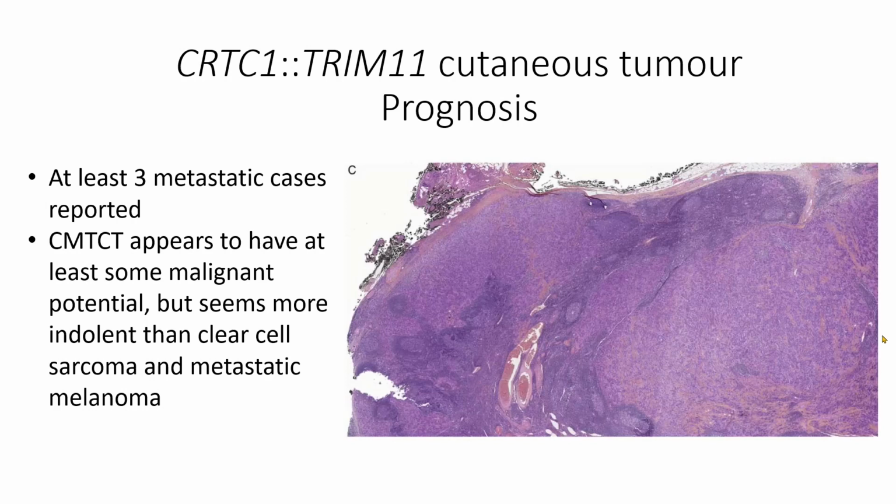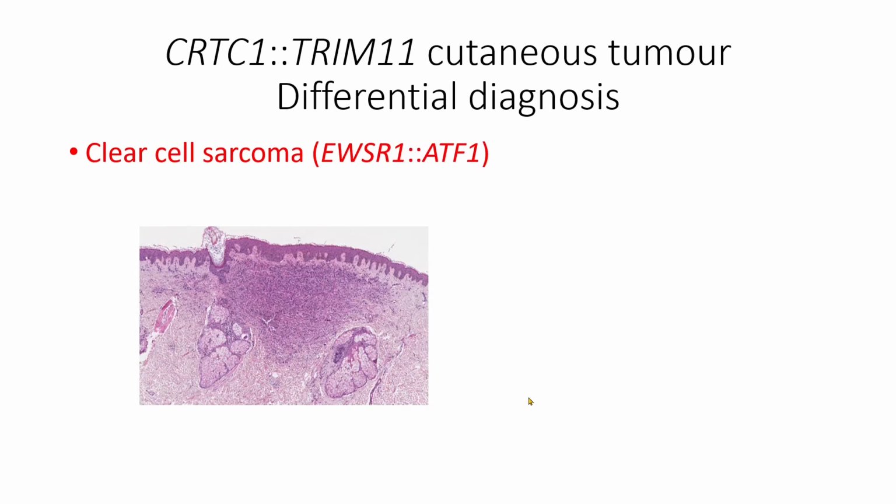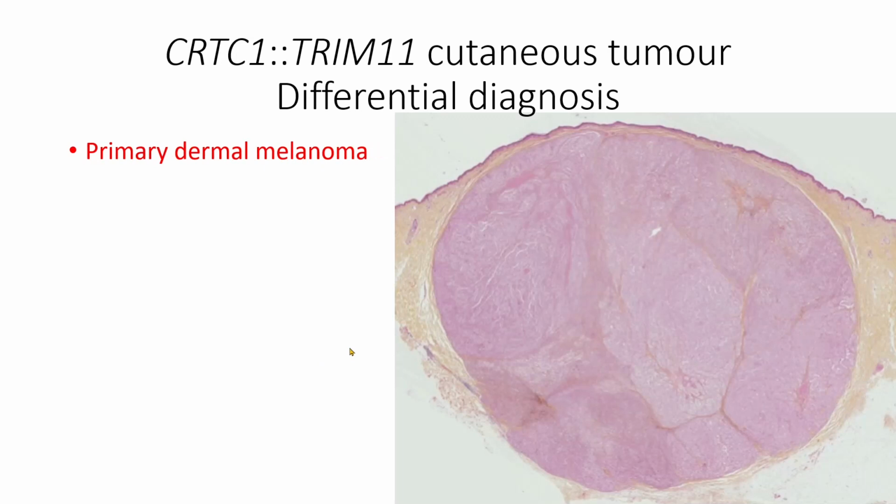The differential diagnosis will mainly be with metastatic melanomas. These will be highly mitotic and can be more or less pigmented, but can appear as these rounded, dense intradermal nodules. The other main differential diagnosis is clear cell sarcoma, which usually has this specific fusion. Here's an example of small size. One feature of clear cell sarcoma is, in the periphery, the presence of multinucleated wreath-like cells, like in this example. Another differential is the rare occurrence of primary dermal melanoma.